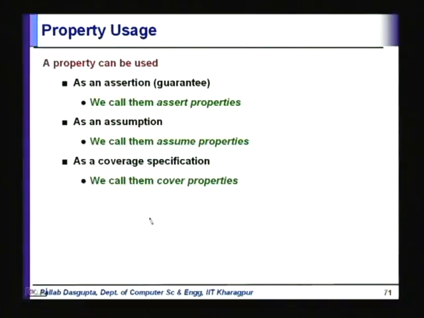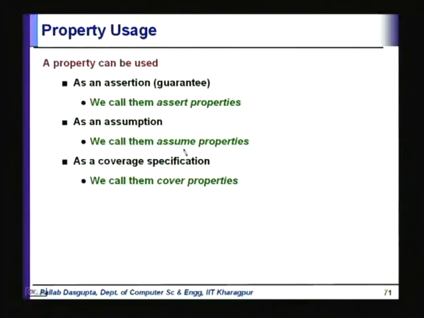Now, let us come back to the usage of properties. We will see that properties can be used as assertions or guarantees. We call them assert properties. This means that when we write an assert property, the design that we are testing is required to satisfy that property. If the design does not satisfy the property, then we have found a bug.